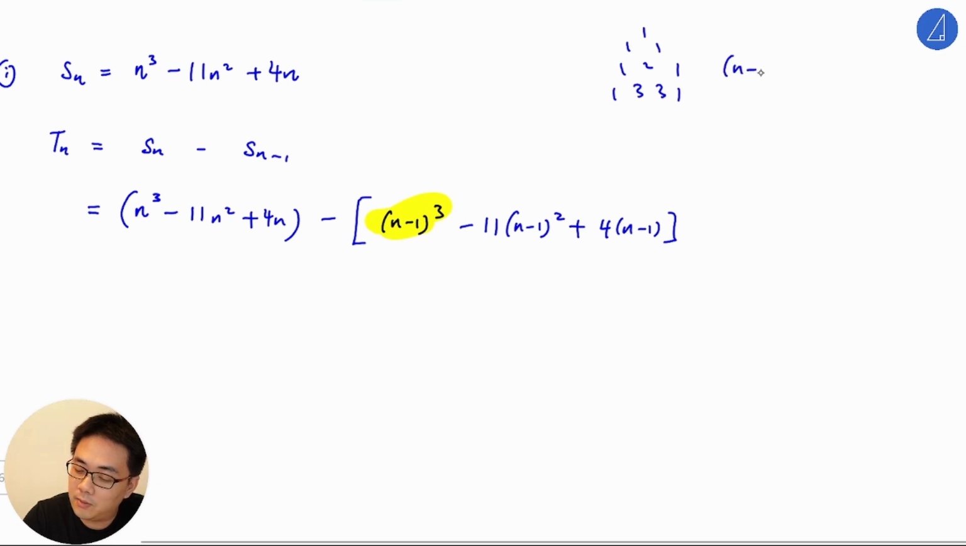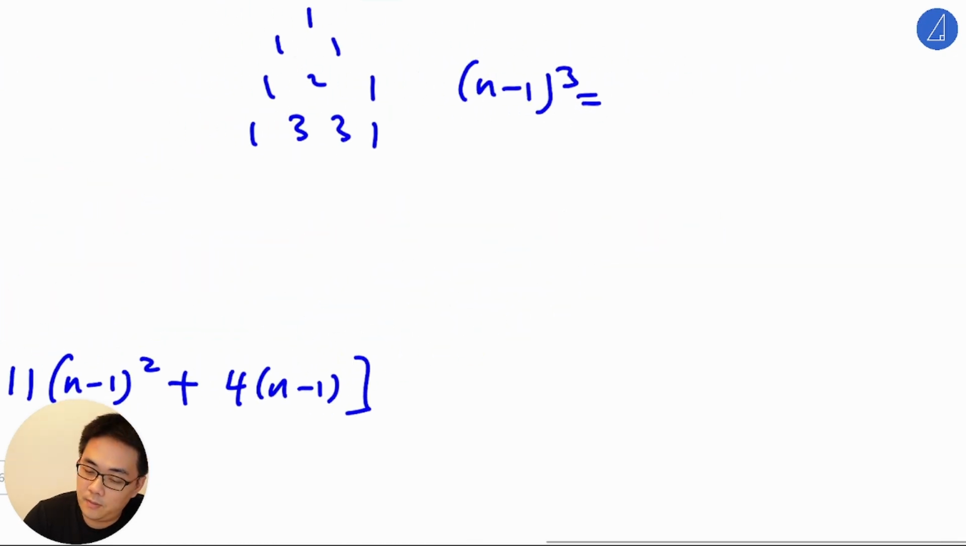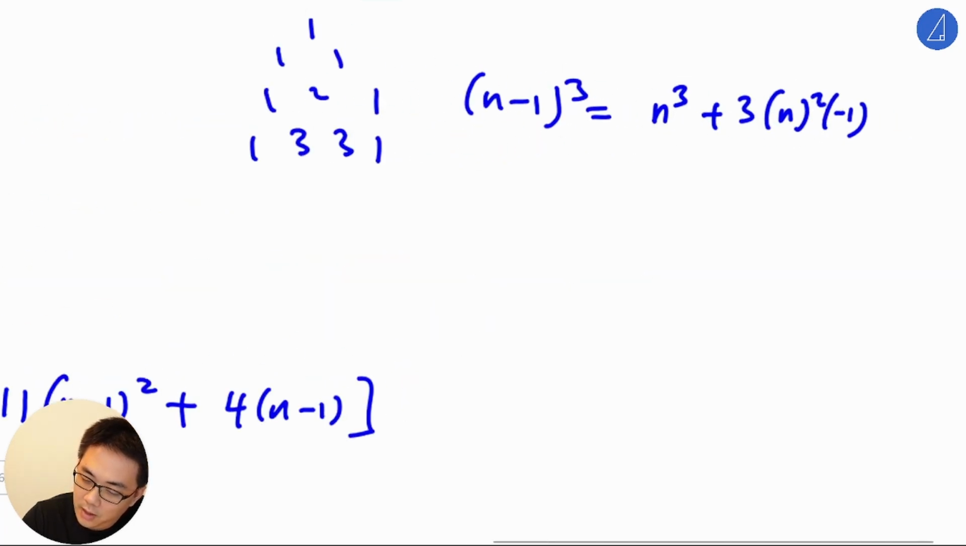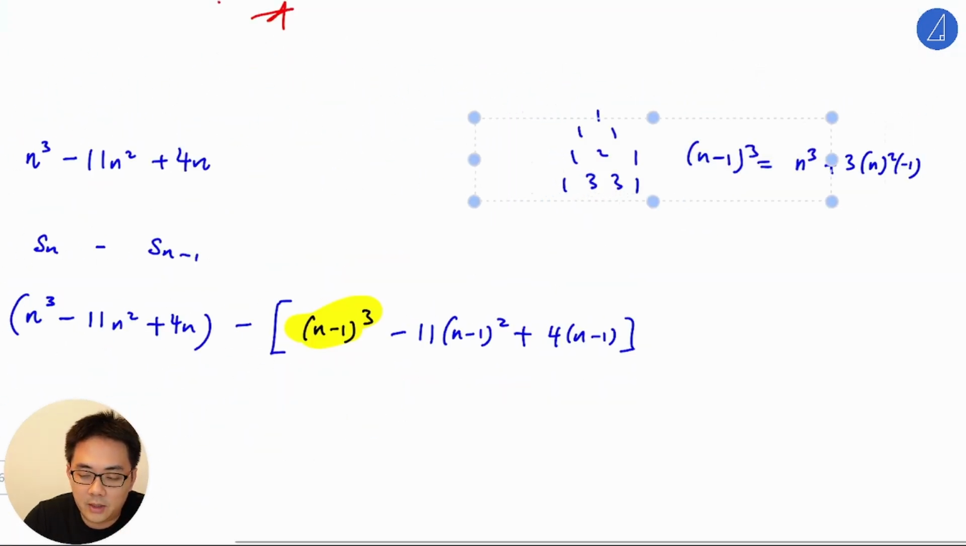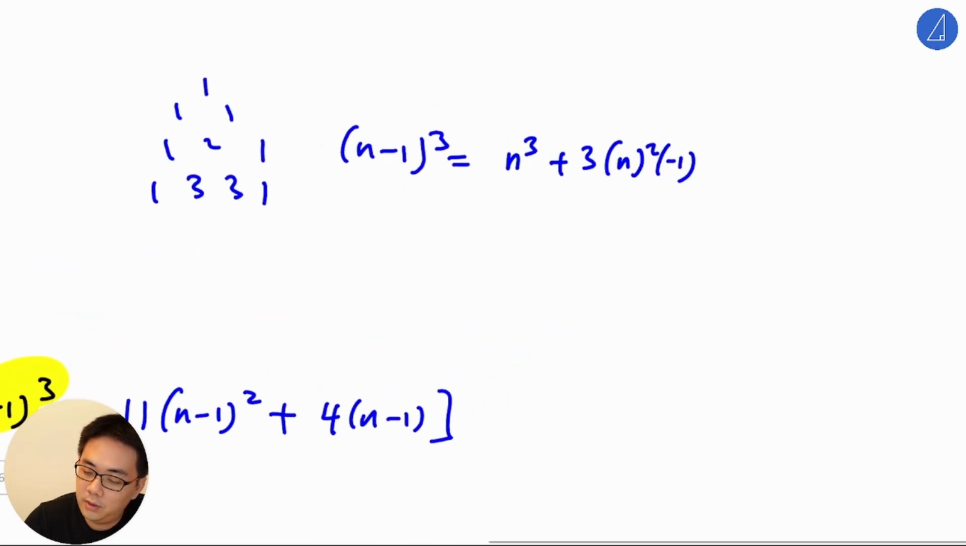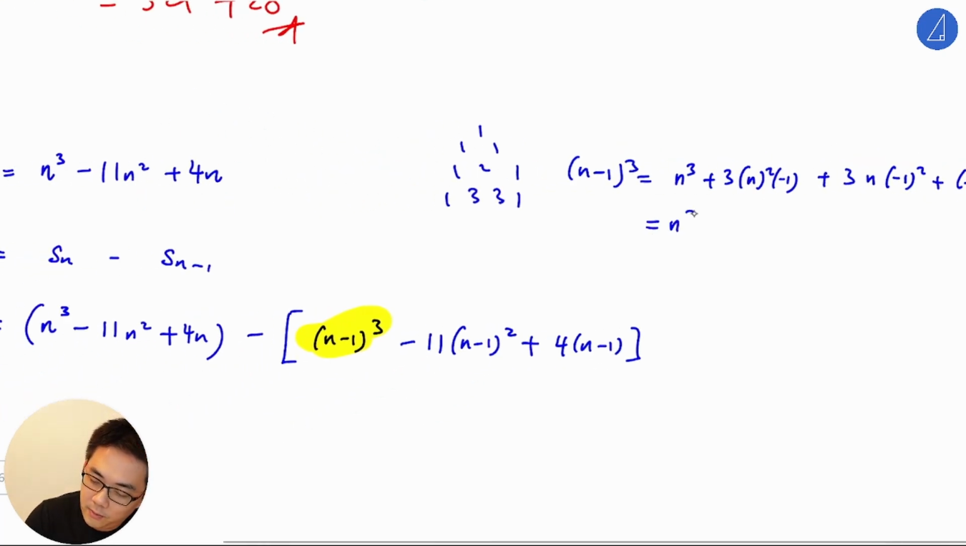So in other words, n minus 1 cube is actually n cube plus 3 n square times minus 1. Then they like to have these pockets of secondary school concept kind of question. So plus 3 n times minus 1 square plus minus 1 cube. Okay, so if you expand this, it should be n cube minus 3n square plus 3n minus 1. So you remember your binomial expansion. So it's 1 3 3 1.